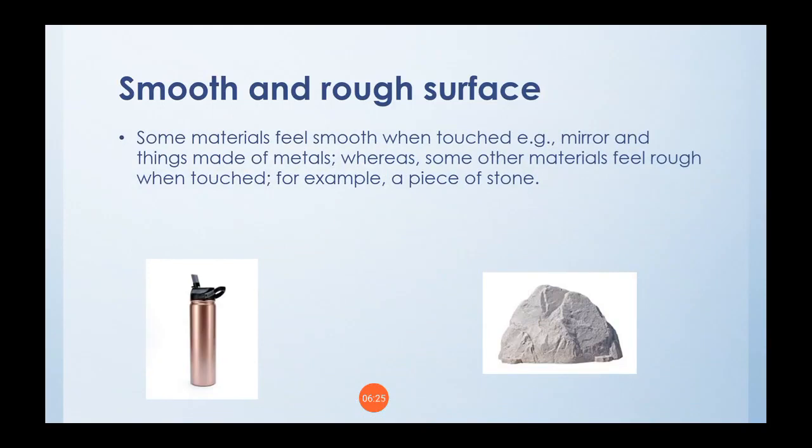Copper is a metal. Here is a copper thermoflask. It is made of metal, so it gives you a smooth and shiny surface. Example, a mirror and things made of metals. So this is metal. Whereas some other materials feel rough when touched, for example, a piece of stone. Here I show you a piece of stone. It's very rough. When you touch it, you can feel it. So this is smooth and rough surface.